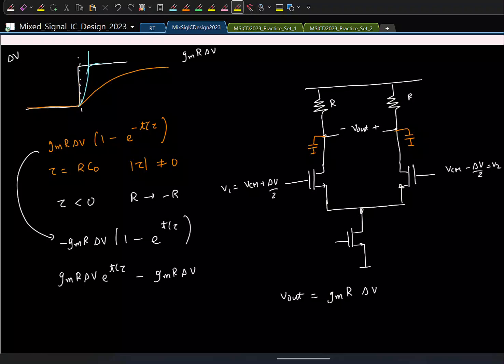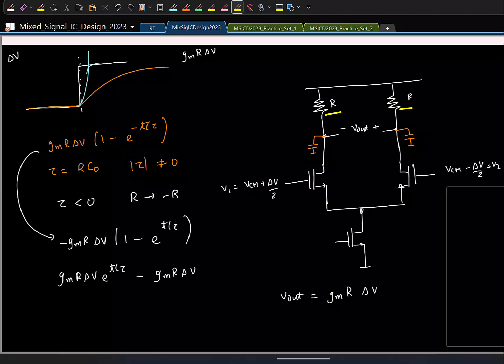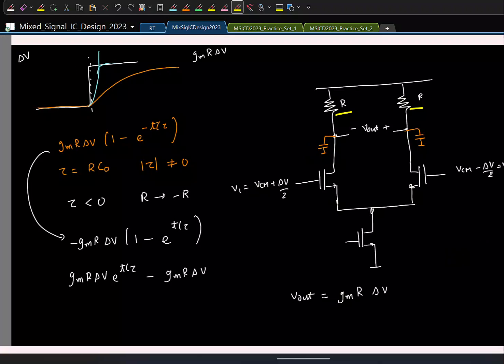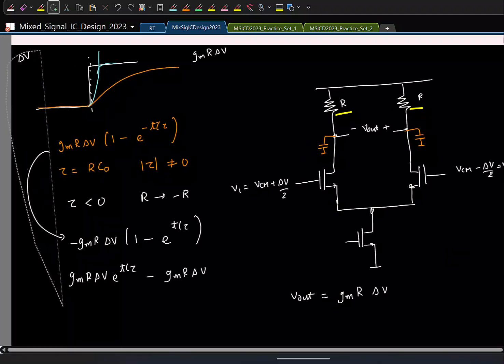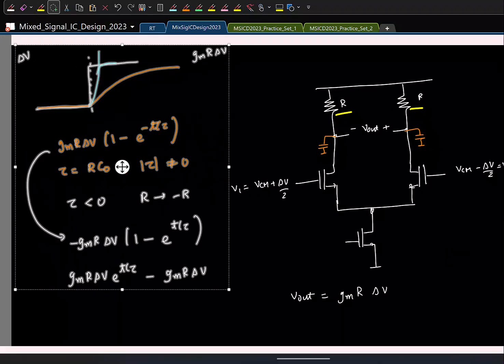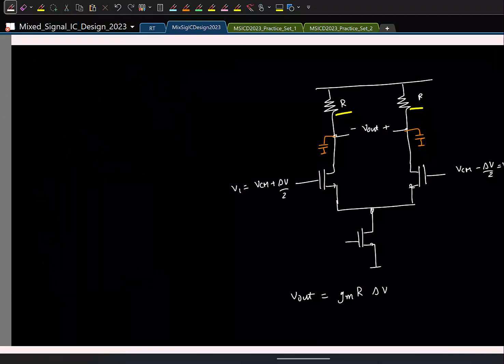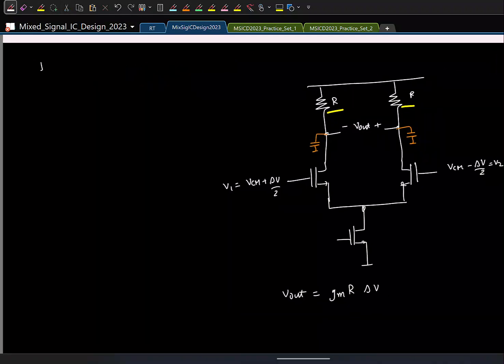But that means that we'll have to put some kind of a negative resistor here. There is no physical resistor, this is negative. So let's see if we can emulate something which is negative. Delete this. So first let's understand what a negative resistor means. So we have a minus R.